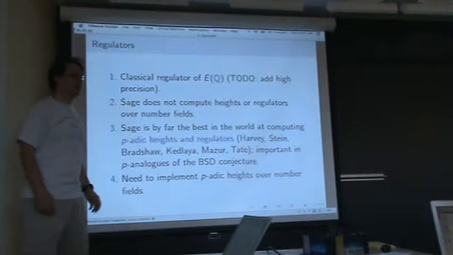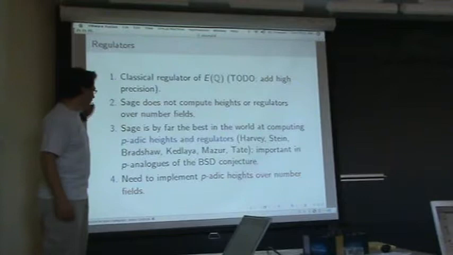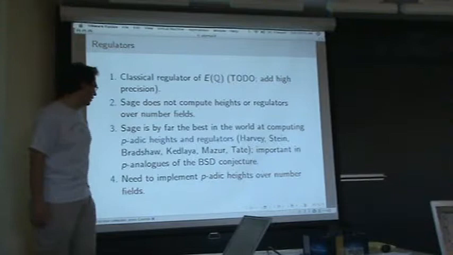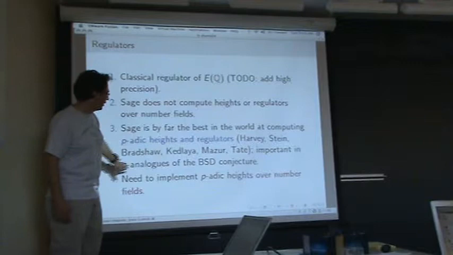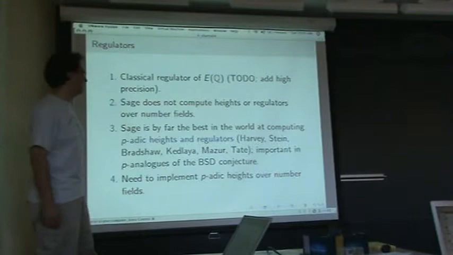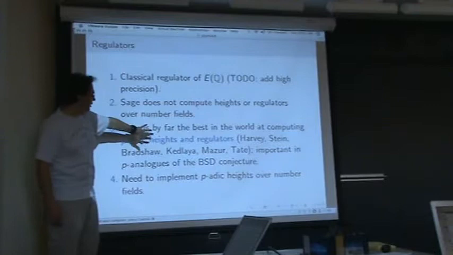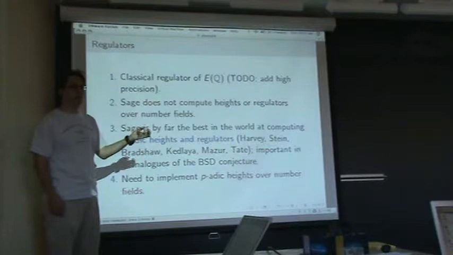For p-adic heights and regulators over Q, Sage has a lot of functionality due to David Harvey, me, Robert Bradshaw, Kiran Kedlaya, Mazur, and Tate. And this is very valuable for p-adic analogs of the BSD conjecture. There's so much amazing theoretical work towards p-adic analogs of the BSD conjecture that you can often, as I'll show you in a minute, use these analogs plus computation of p-adic regulators and p-adic L-functions to compute, say, the p part of Sha for primes p for which you could never hope to do a p-descent.